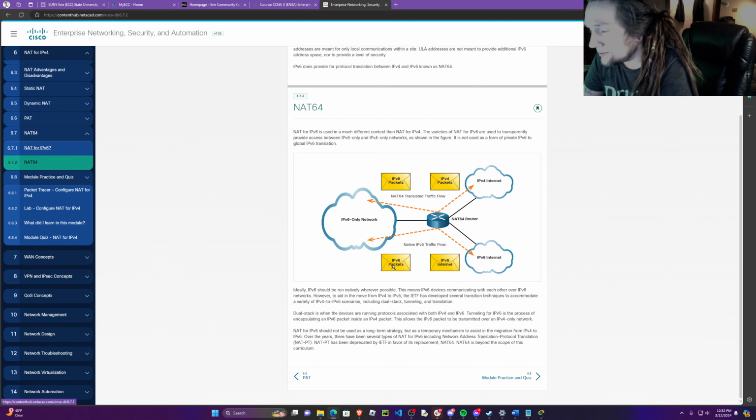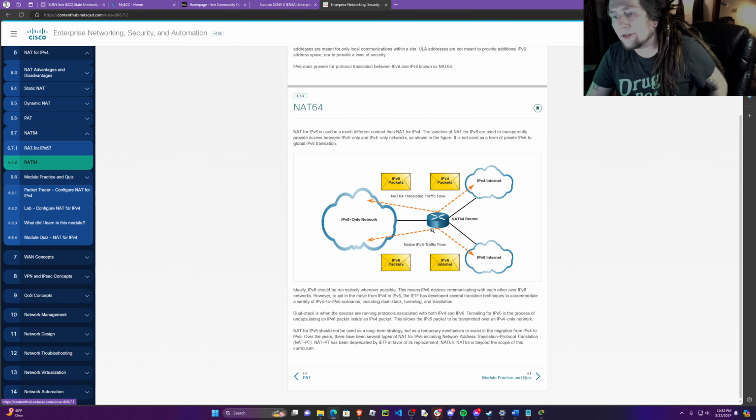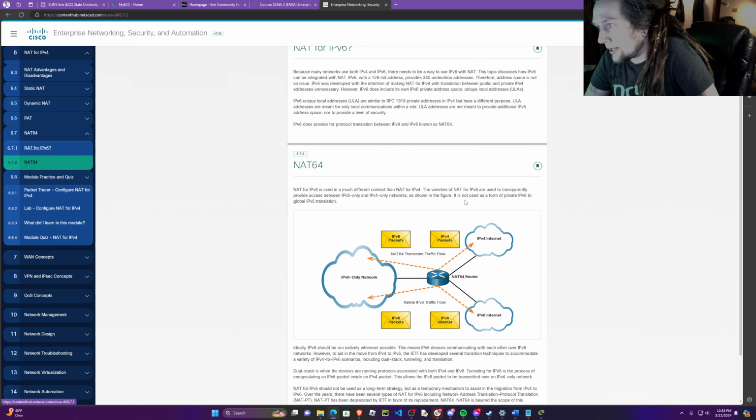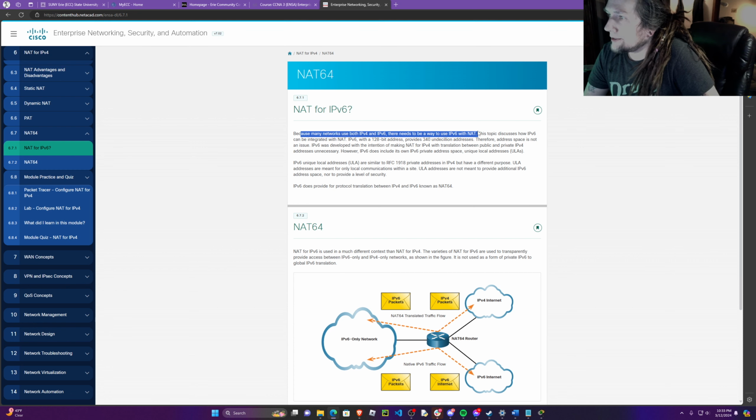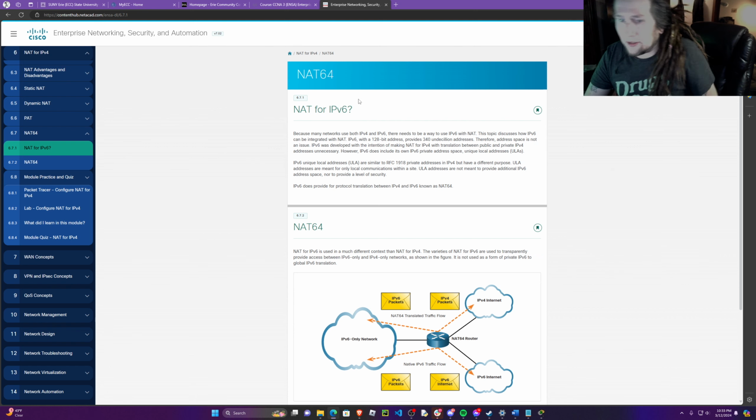And NAT64 actually has pretty much nothing to do with NAT, right? NAT64 is about translating IPv4 to IPv6, okay? So, because many networks use both IPv4 and IPv6, there needs to be a way to use IPv6 with NAT. This topic discusses how IPv6 can be integrated with NAT. IPv6 with a 128-bit address provides 340 undecillion addresses. Therefore, address space is not an issue, all right? And it's most definitely not.